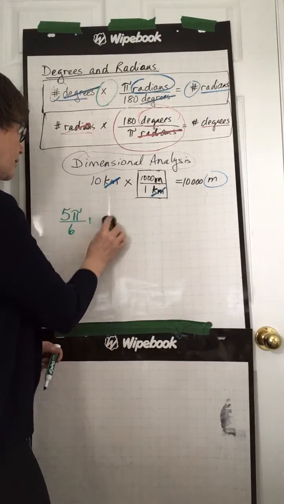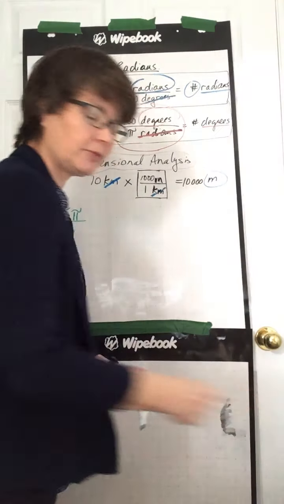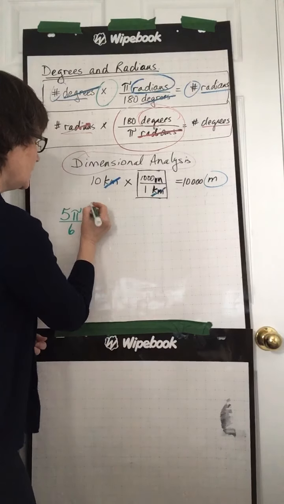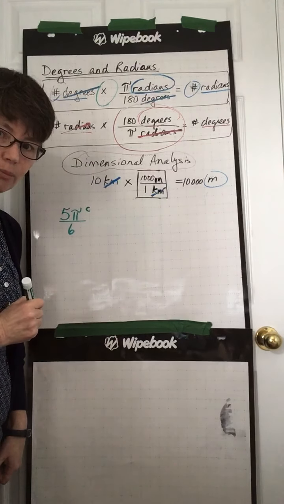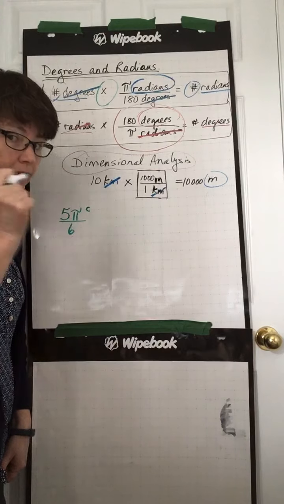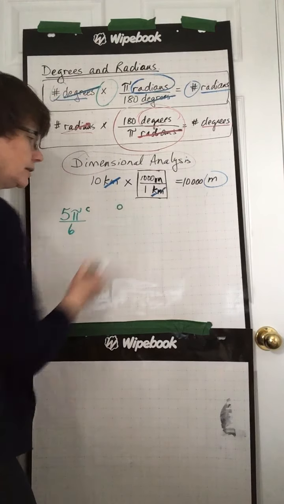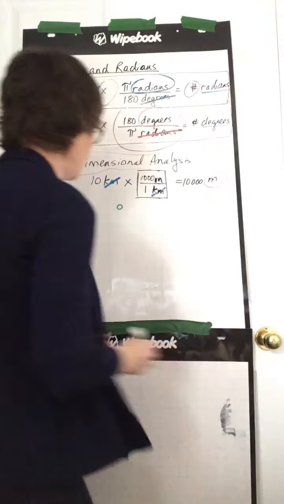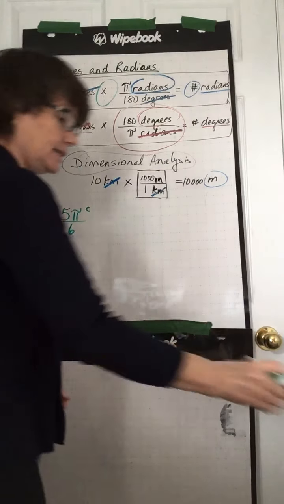Or the symbol for it, which isn't really used a lot, but sometimes is a little tiny C up here. Make sure it doesn't look like a degree though. A degree is the little circle up there. So radians is a little tiny C up there.